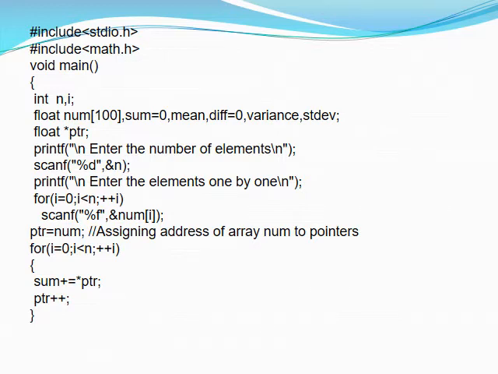So we have taken a loop, for i = 0, i < n, i++, and we are calculating the sum, that is the sum of all the elements. sum = sum + *ptr. So in short form we have written sum += *ptr. So that will perform the sum of the first element. Then we are incrementing the pointer. So when we increment the pointer, it will point to the next element of an array. Then it will find the sum of that, and it will go till the nth element, and the sum is stored in the sum variable.